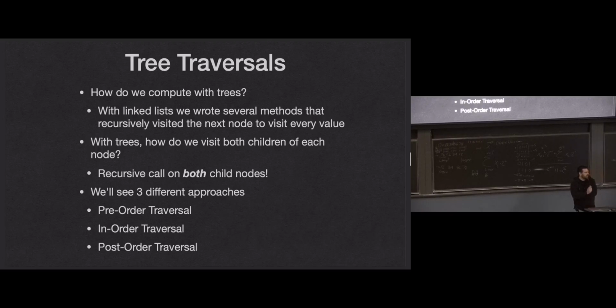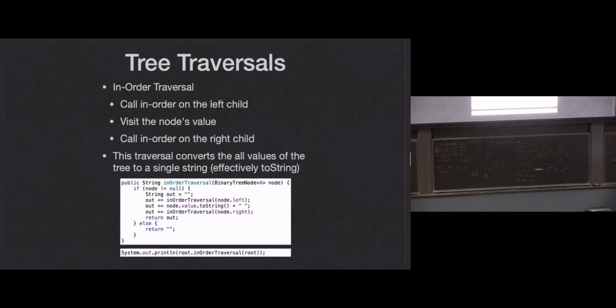So specifically, we want to see three different algorithms: pre-order, in-order, and post-order traversals. These are all the same concept, our tree traversals. All three of them are going to visit all the nodes in a tree, but they're going to visit them in a little bit different order. But they're all going to look very similar code-wise. If you understand one of these, you understand all three of them. So let's understand all three of them.